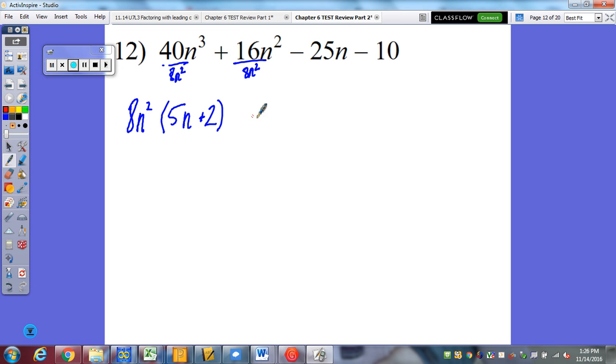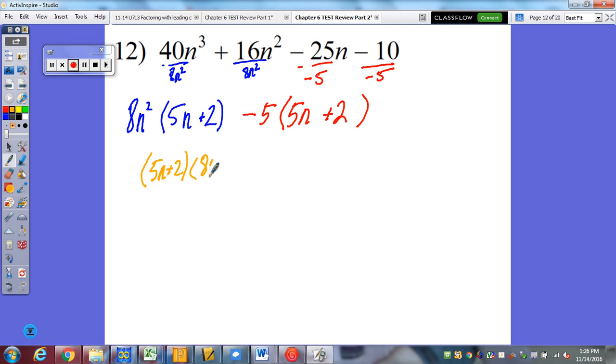Look at the next one. Negative and a negative, we factor out a negative. 25 and 10, of course we're factoring out the 5. N and no n, no n. So we have a negative 5. Well, negative 25 divided by negative 5 gives me 5n. Negative 10 divided by negative 5 is positive 2. Now we factor out the 5n plus 2, and we're left with 8n squared minus 5.